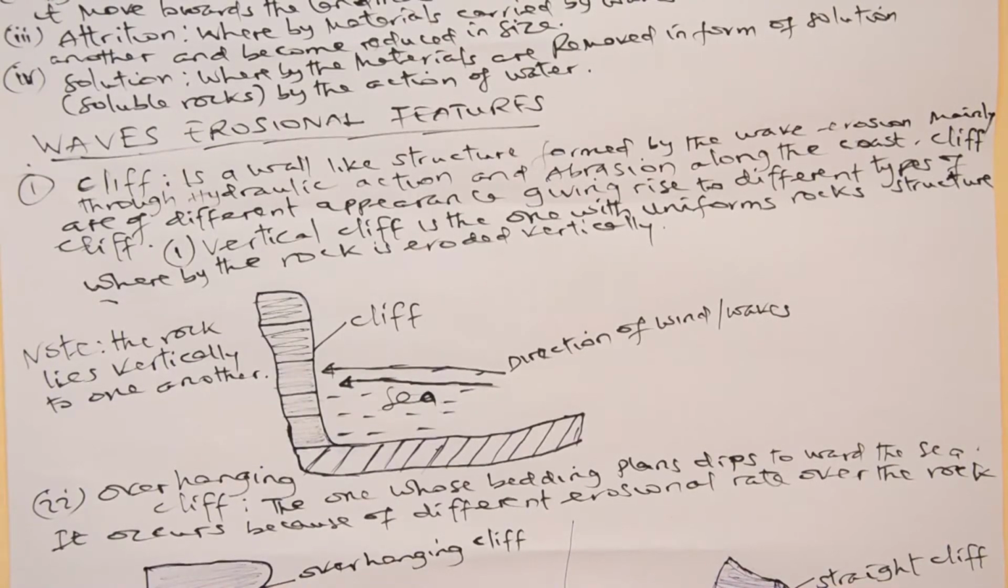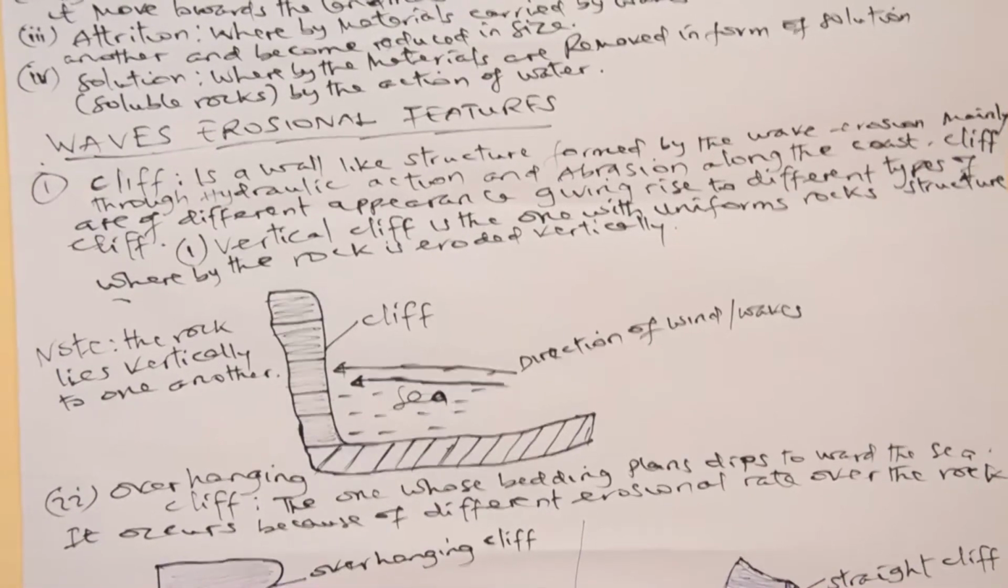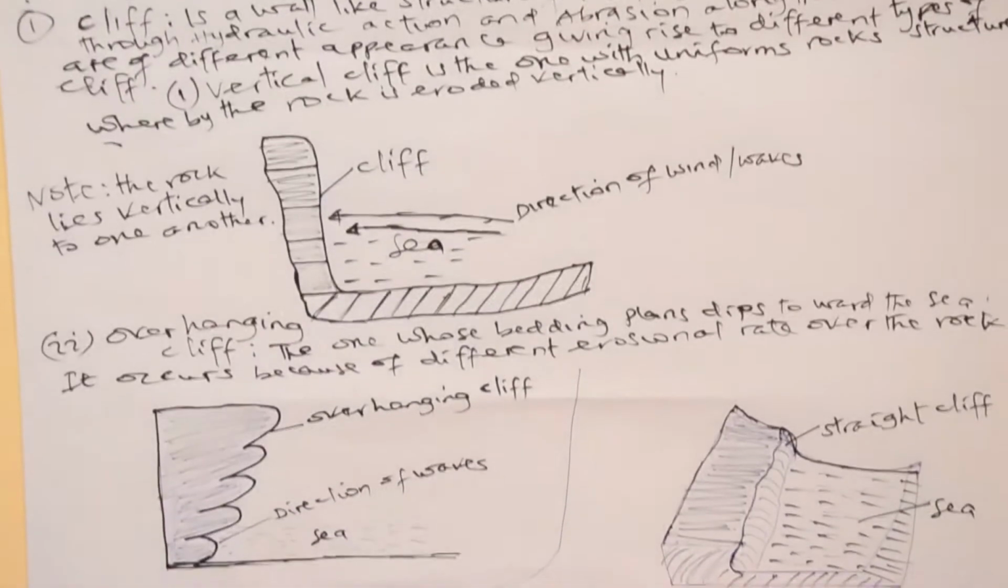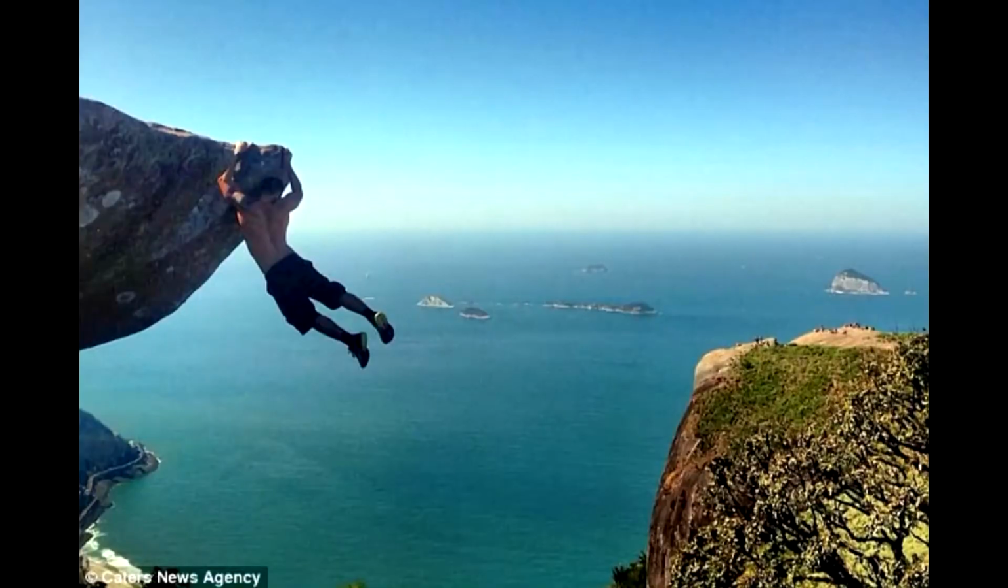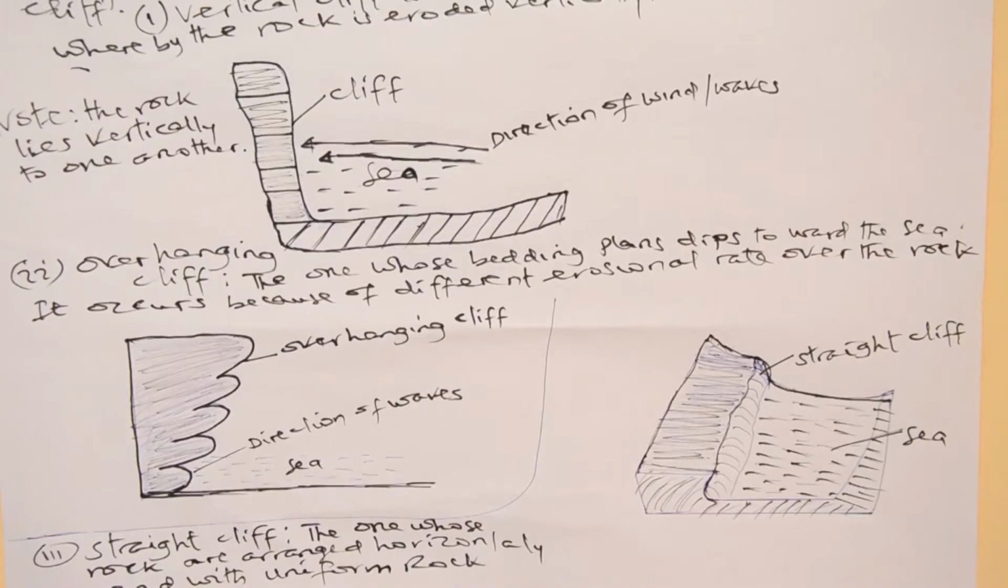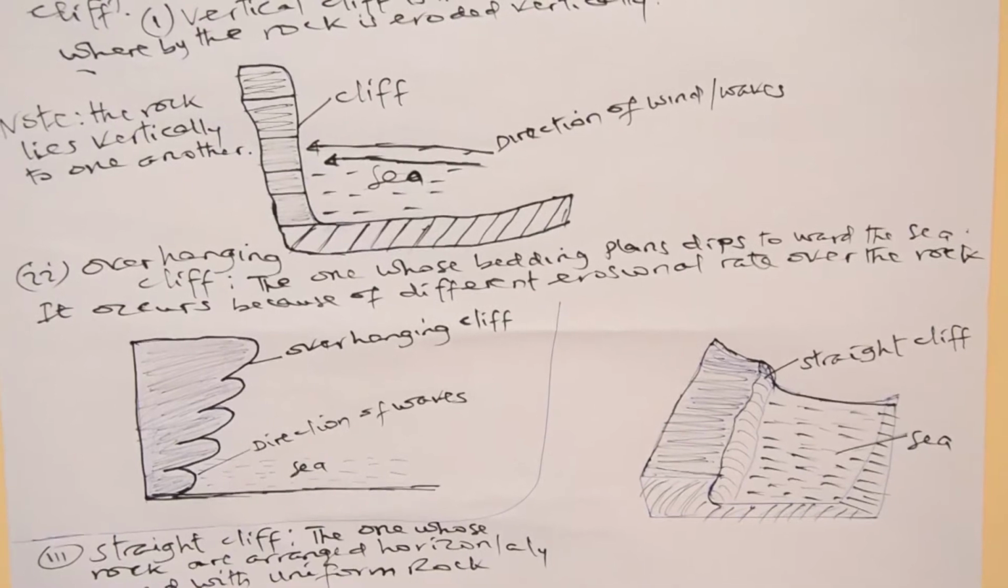Okay, another cliff is called the overhanging cliff. Here the shore or bedding plane dips towards the sea. It occurs because of different erosion rates over the rock. In most of these overhanging cliffs, the wave is loading the lower parts, or just submerging and eroding some parts. The structure of the cliff is likely to be hanging, like what we were just looking at on this structure. Overhanging cliff, and there is the direction of waves, and this is the sea.